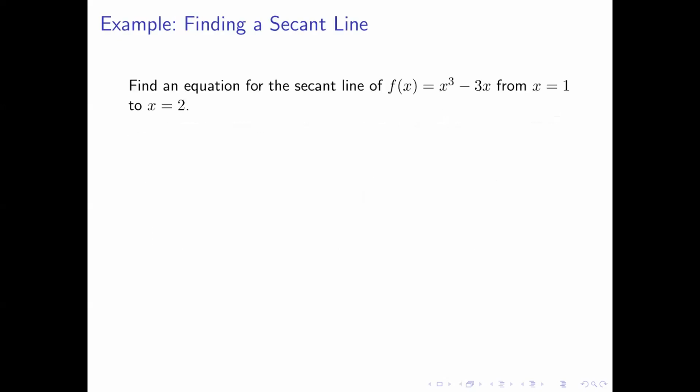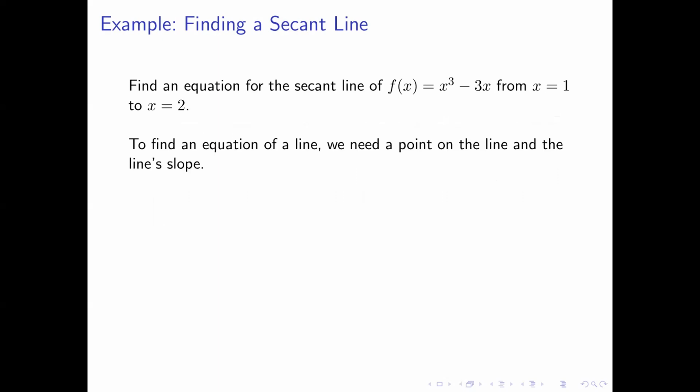Let's look at an example. We're going to find an equation for a secant line. It's a line, so we can find an equation for it. It'll be the secant line of the function defined by this equation, f of x equals x cubed minus 3x. And we'll say that we want the line going from x equals 1 to x equals 2.